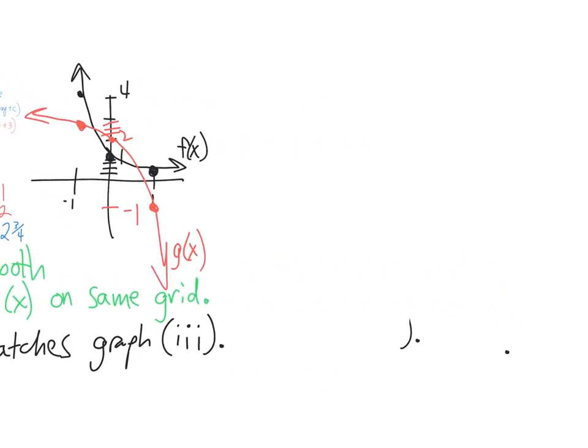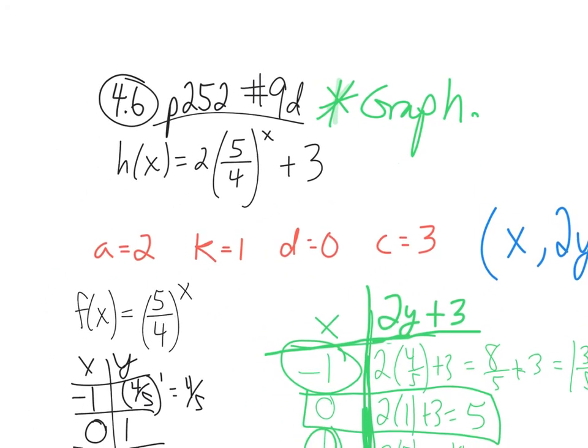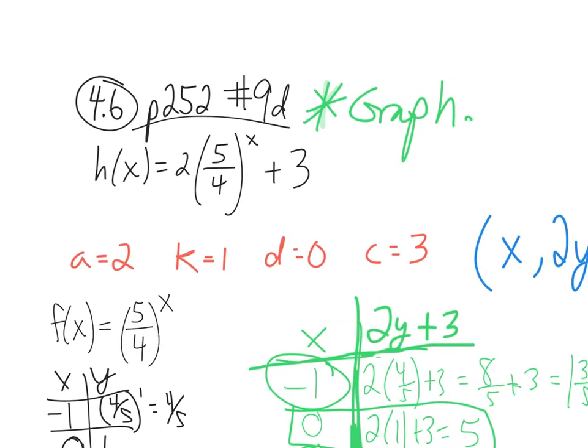Okay, let's look at our next example here. h at x equals a parent function of base 5 over 4 to the exponent x that has a 2 being multiplied by the brackets and a constant of 3 being added outside of the parent function. So a equals 2. The exponent has no multiplying effect or additional constant, so therefore k is 1 and d is 0. And the constant on the outside of the exponential, the plus 3, is our c value of 3.